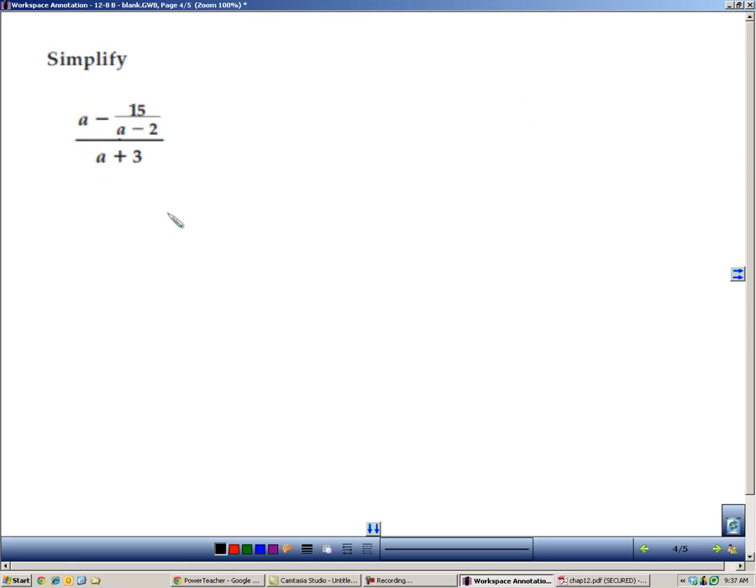So here's an example that begins to incorporate both ideas of mixed fractions and complex fractions. Now I see this division by a plus 3, so I know that I'm going to multiply by the reciprocal at some point. But this numerator has to be taken care of. I have to take this a over 1 minus 15 over a minus 2, and I have to combine those. I've got to get them into one term so that I can multiply by the reciprocal.